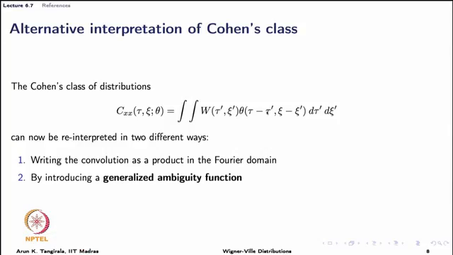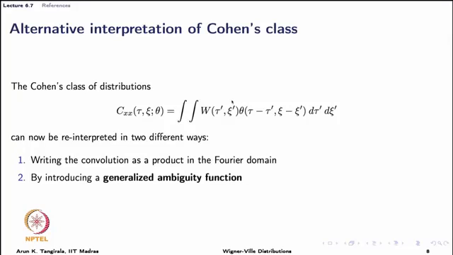So, with this idea we can reinterpret Cohen's class in two different ways, both lead to the same interpretation. The first one is the one that we mentioned earlier in the previous lecture, where I could write the convolution in time and frequency as a product in the Fourier domain. We know that the two-dimensional Fourier transform of the Wigner-Ville is the ambiguity function, and we also know that the two-dimensional Fourier transform of theta is f.